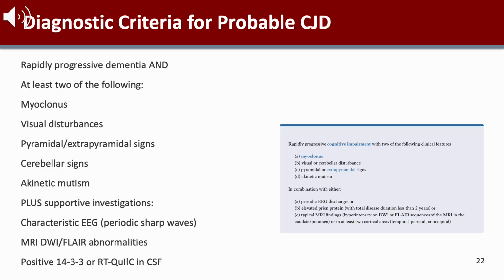The diagnostic criteria for probable Creutzfeldt-Jakob disease require rapidly progressive dementia plus at least 2 additional clinical features from a specific list. These additional features include myoclonus, visual disturbances, pyramidal or extrapyramidal signs, cerebellar signs, or akinetic mutism.